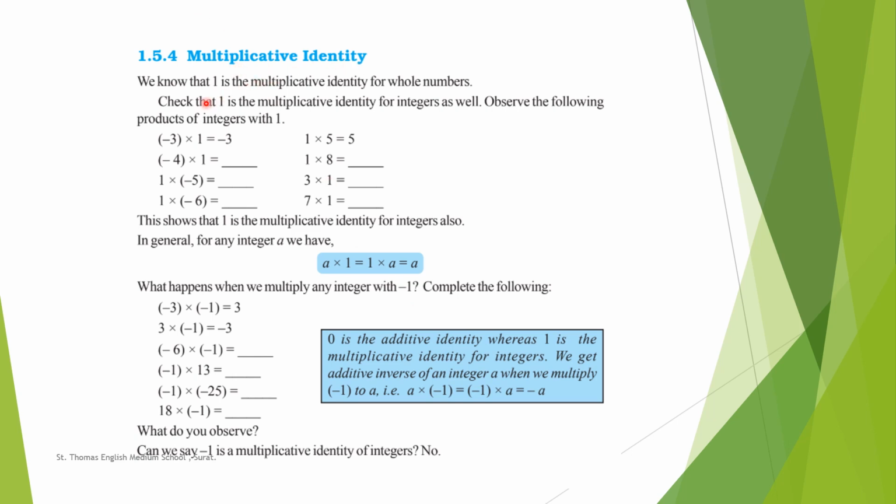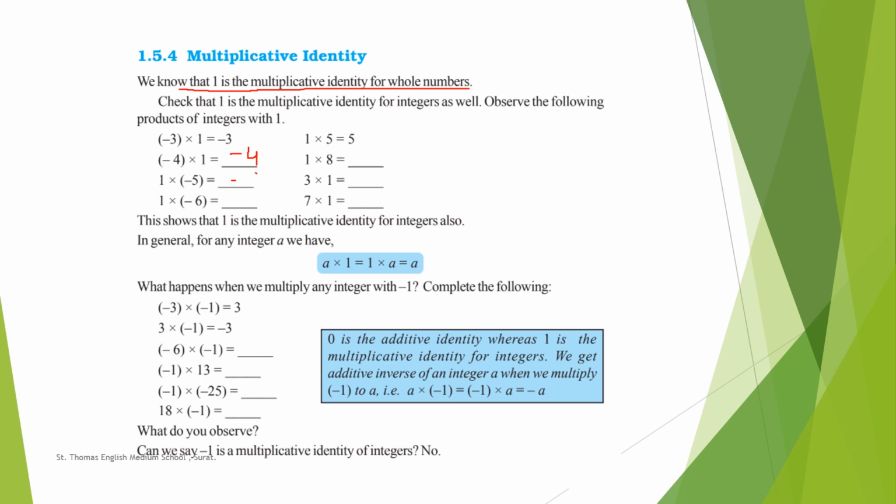Multiplicative identity. We know that 1 is the multiplicative identity for whole numbers. So underline here. Already we have studied 1 is called multiplicative identity for whole numbers. Check that 1 is the multiplicative identity for integers as well. Observe the following product of integers with 1. Minus 3 multiplied by 1, that is minus 3. Minus 4 multiplied by 1, what is the answer? Again minus 4. So when you multiply with 1, always you will get the number itself.